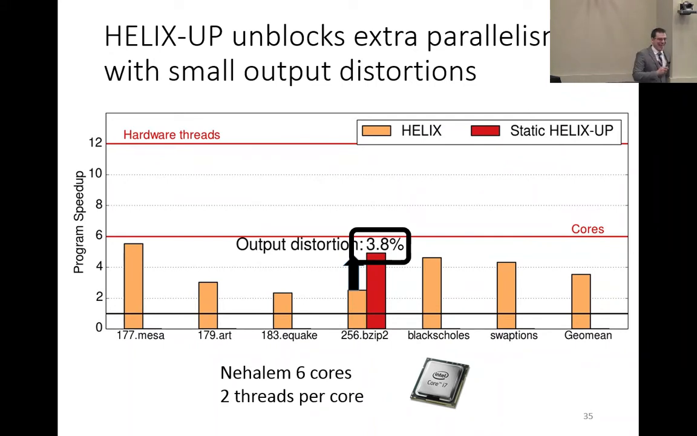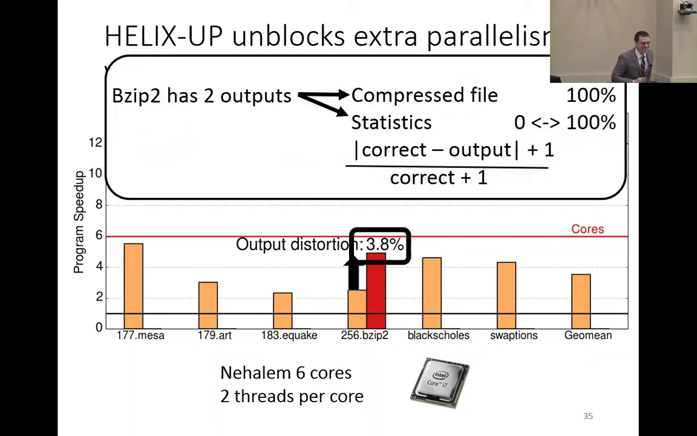Thank you. And I have your answer. Yes. So BZIP2 has two outputs: the compressed file, and statistics about the compression. For the compressed file, we don't tolerate any output distortion. It has to match perfectly. But statistics, we can tolerate. So instead of printing that you saved 5 bytes thanks to the compression, now we print that you saved 7 bytes. And this is the 3.8% computed with this formula.